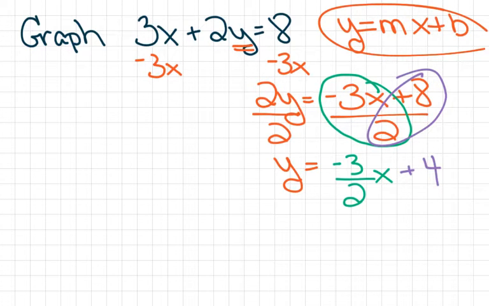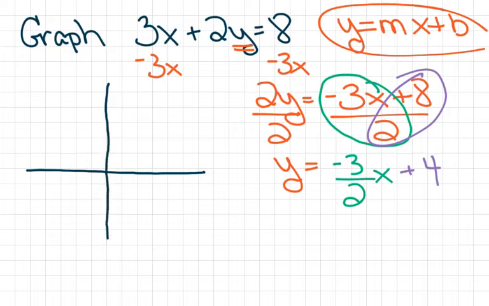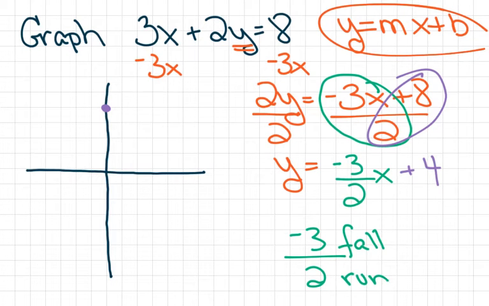So when I go to graph this guy, remembering that we always graph our y-intercept first, my y-intercept is 4, 1, 2, 3, 4. I'm going to put a dot up there. All right, and then I'm going to apply my slope. So it says negative 3 over 2 for my slope. So remember that's fall down 3 and run 2. So fall down 3, 1, 2, 3, and run 2. And we play connect the dots.